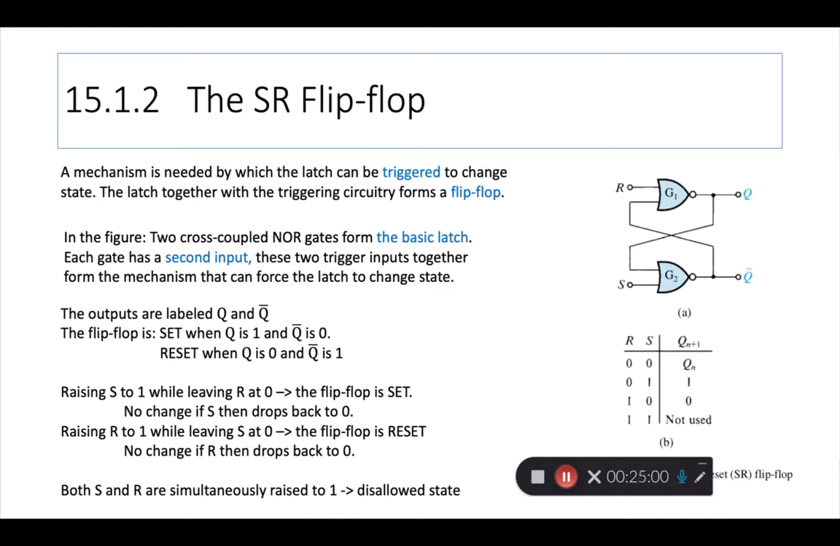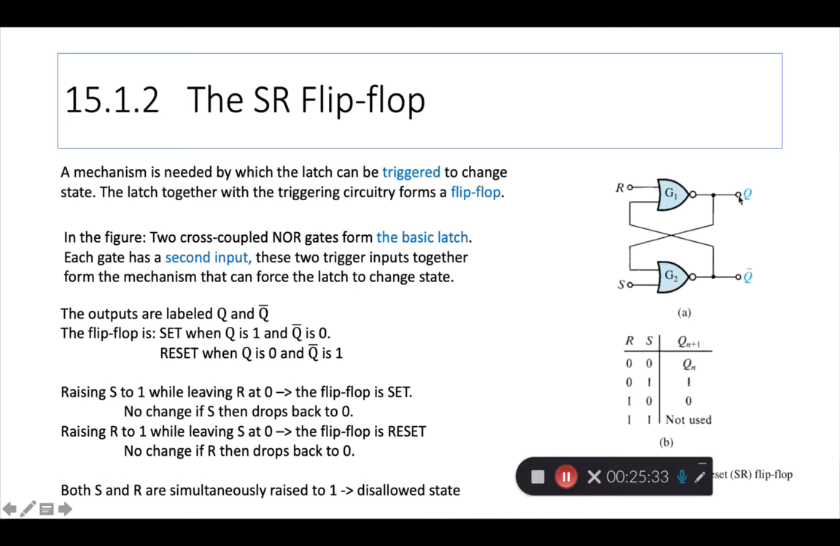And how do you make it move? You need a trigger mechanism. You need an external hit that causes the latch to move to where we want it to move. Either we want to force it to a 0 or we want to force it to a 1, right? And so the latch, along with the mechanism that can cause the change, the trigger mechanism, such a circuit is called a flip-flop. So the latch together with the triggering circuitry forms a flip-flop.